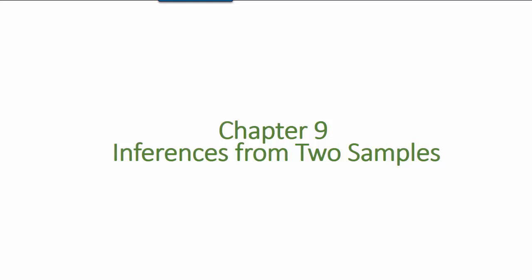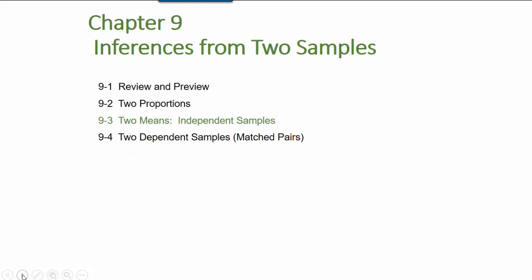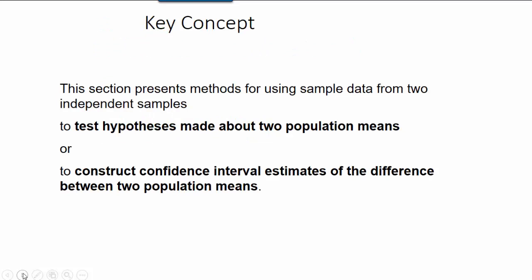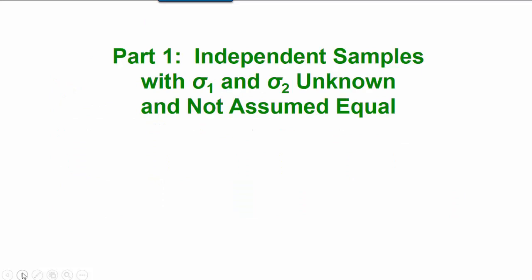In this video, we're going to talk about how to draw inferences from two sets of samples. This is Chapter 9 in my statistics class, and we're going to go directly to Section 9.3, Two Means, Independent Samples. This section presents methods for using sample data from two independent samples to test hypotheses made about two population means or to construct confidence interval estimates of the difference between two population means. So we're looking at independent samples with sigma 1 and sigma 2, the two standard deviations, unknown and not assumed to be equal.